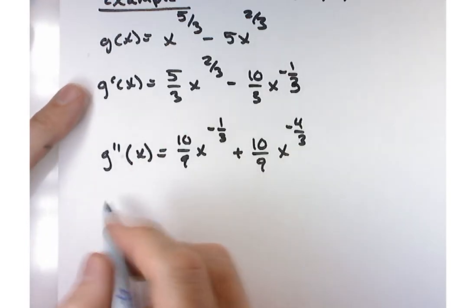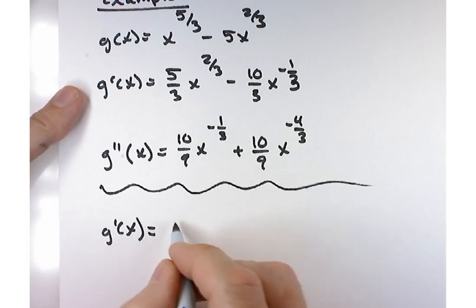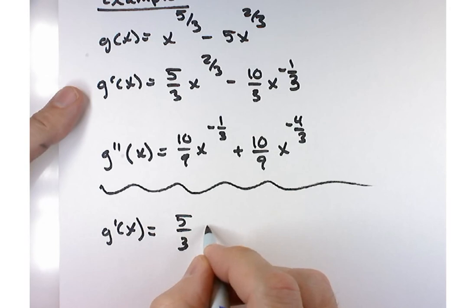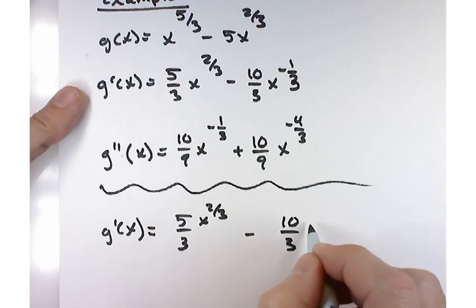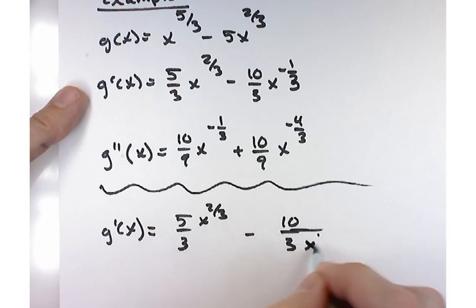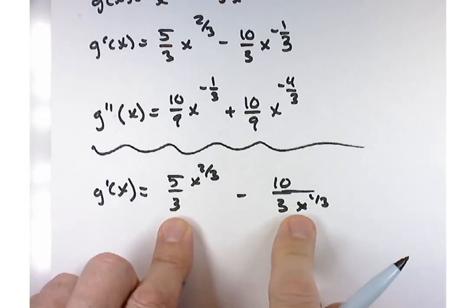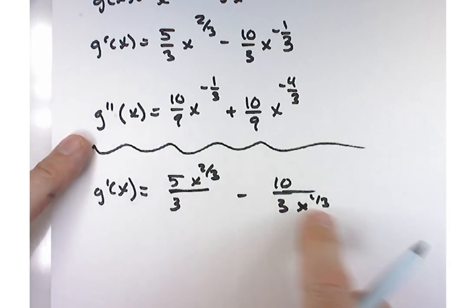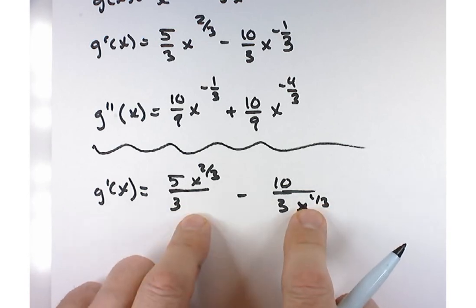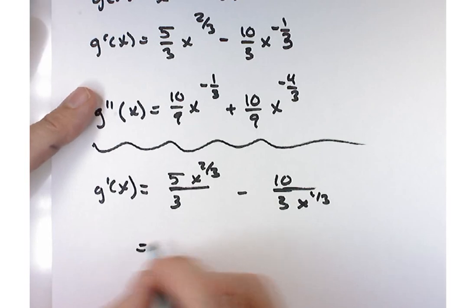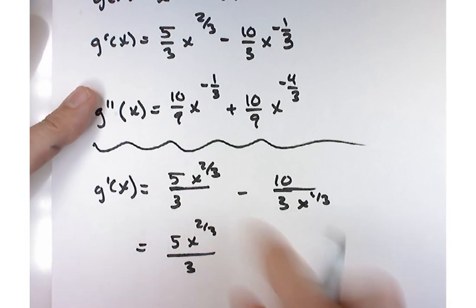Let's play around with this derivative. So g prime of x, 5/3 x to the 2/3 minus 10/3, and I'll have an x to the 1/3 here. I'd like to be able to combine these, but I can't, because they don't have common denominators. What am I missing here that I don't have here? I need an x to the 1/3 term there.